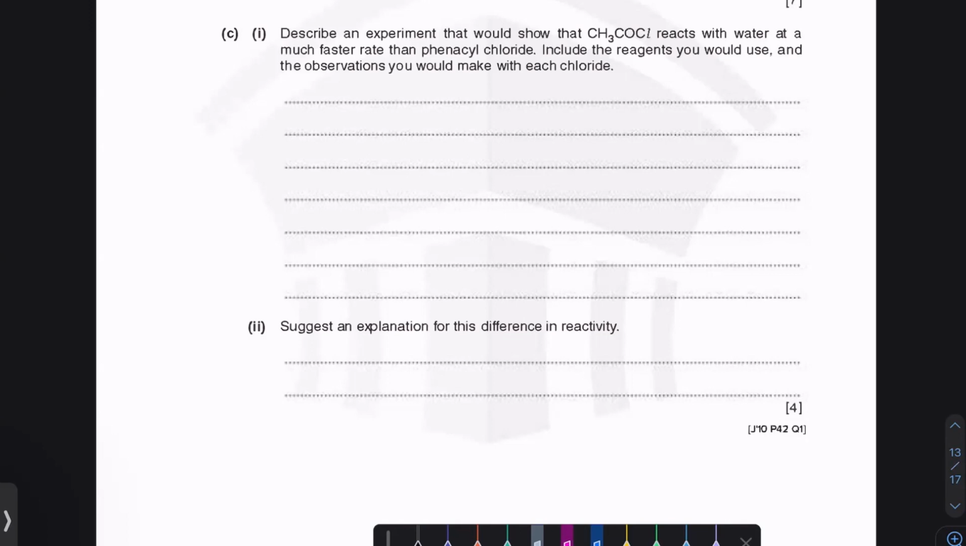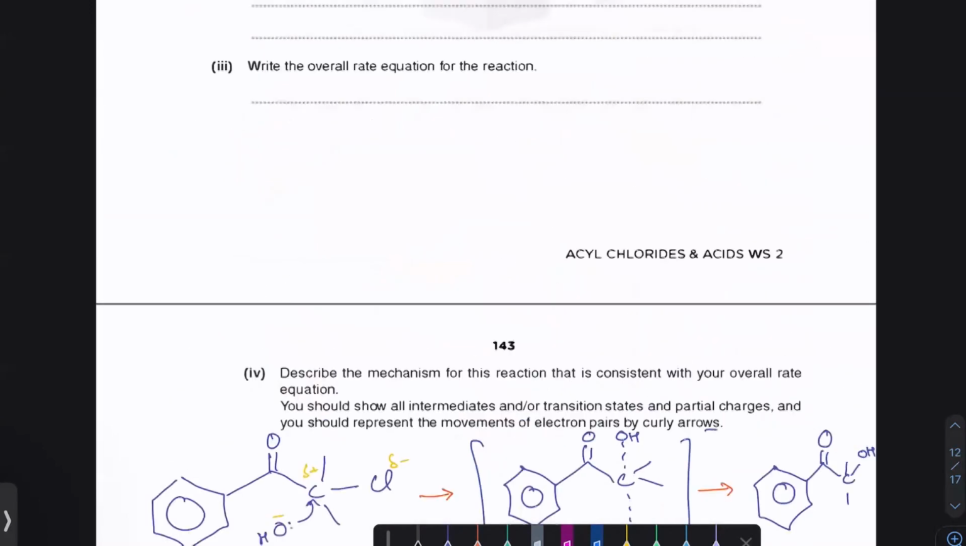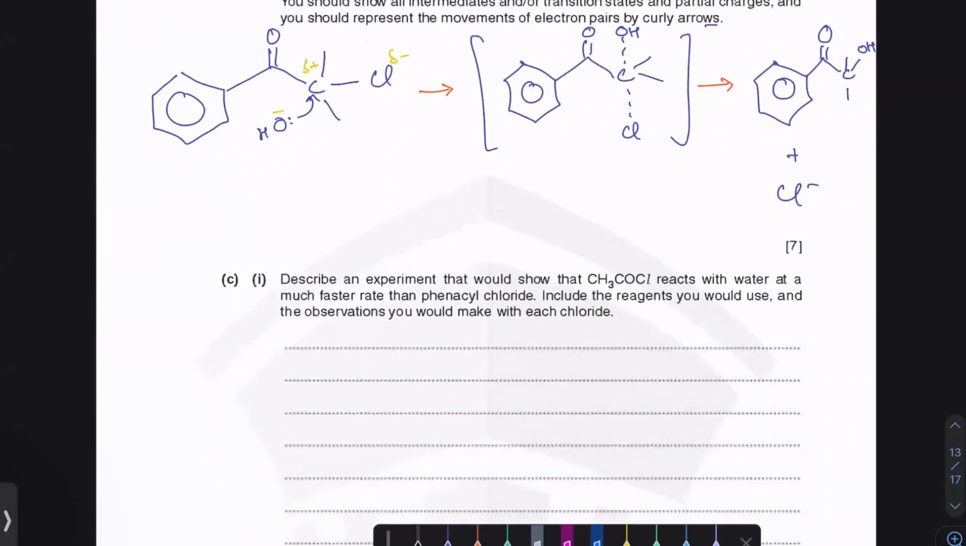Suggest an explanation for this difference in reactivity. फेनेसाइल क्लोराइड हमारे पास ये है, और CH3COCl उसमें क्लोरीन डायरेक्टली कार्बन के साथ अटैच्ड है. ठीक है. So in this compound the bonding is like this. This is slightly negative, this is slightly negative, and this is slightly positive, but यहाँ पर ये भी pull कर रहा है, ये भी pull कर रहा है. In the case of फेनेसाइल क्लोराइड ये इसको pull कर रहा है, but ये directly इससे नहीं pull कर रहा. So clearly the slightly positive charge here is stronger than the slightly positive charge here.